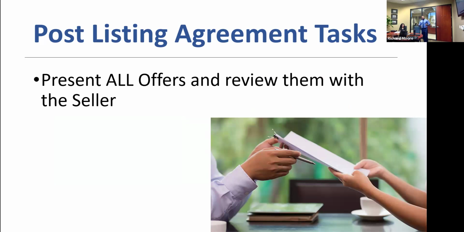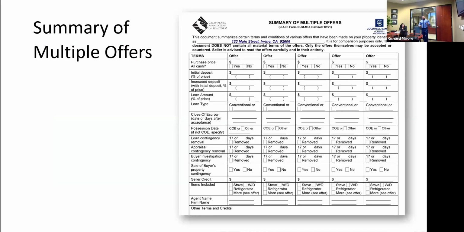All right, so after you get all these offers in, you're going to present all the offers and review them with the seller. There's a form on Zip Forms called Summary of Multiple Offers. This is a pretty cool form because you can have them all printed out, stacked up in a folder, but you can enter this information for each one of the offers. This is for up to 5 offers, and maybe you want to present the top 5 offers this way.